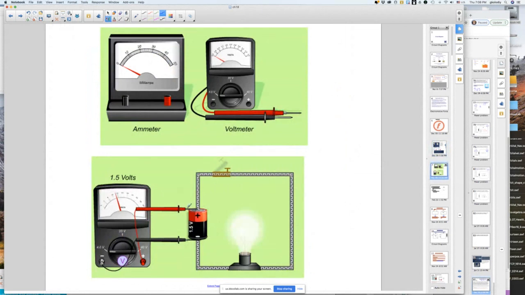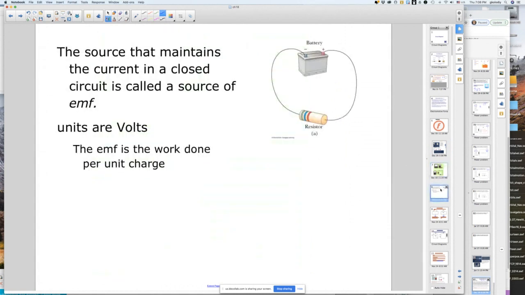And we already talked about how to use the meters. Voltage, you measure with a voltmeter. You put it across something. You always measure the change in voltage. This gives you the change in voltage between two points. And the ammeter, you have to put it into the circuit. You have to break a circuit and put it in to measure the current. And the source that maintains the current is, in fact, the battery itself, and uses units of volts. This is the EMF, the work done per unit charge to transfer electrons.